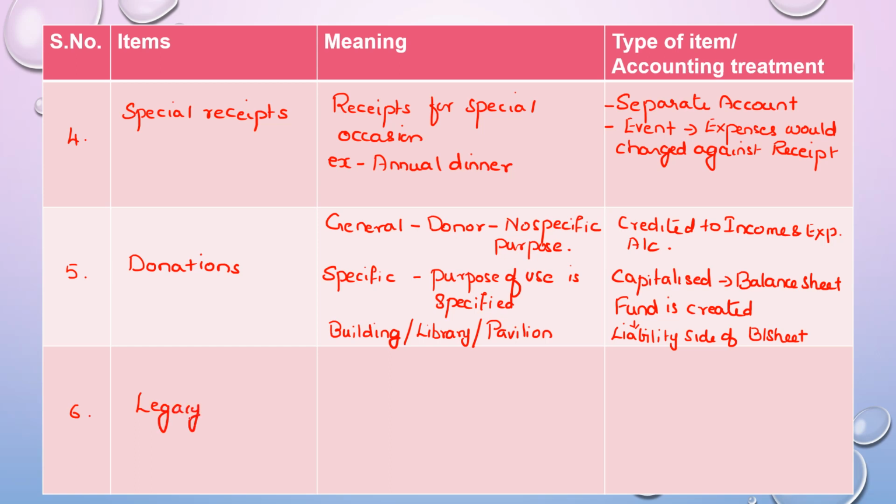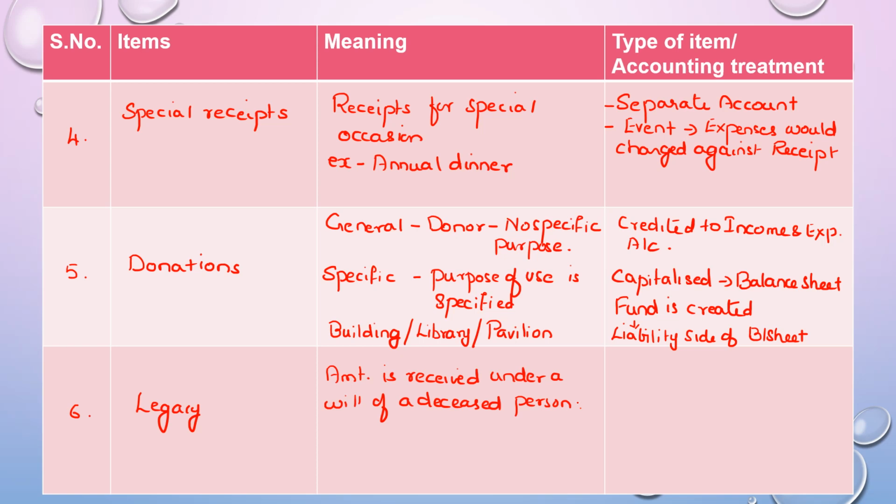Now we will learn and discuss legacy. Now, what do you mean by legacy? When an amount is received under a will of a deceased person, then we call it legacy. So what does this mean?